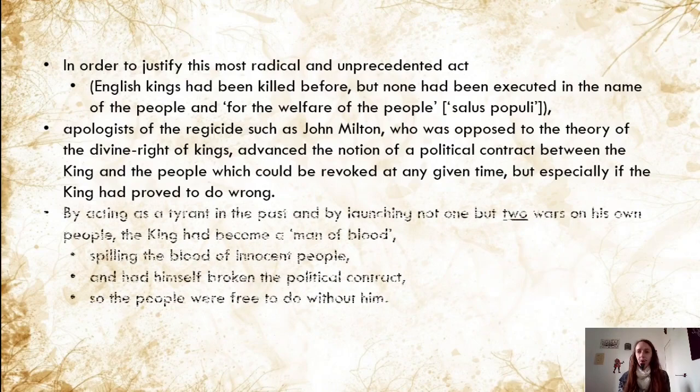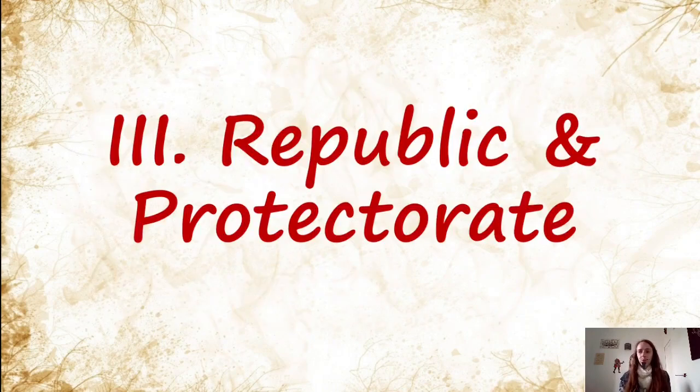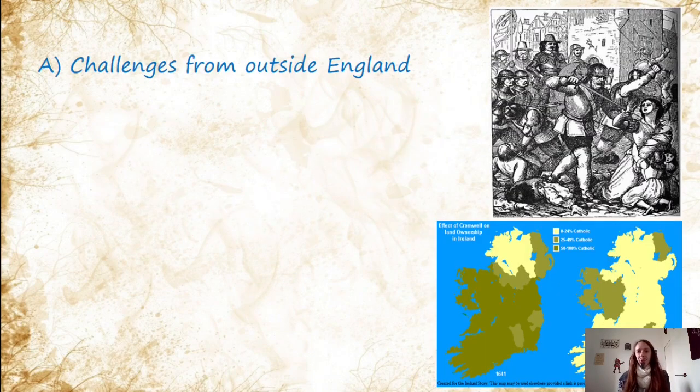By acting as a tyrant in the past and by launching not one but two wars on his own people, the king had become a so-called man of blood, spilling the blood of innocent people, and he had himself broken the political contract so that the people were free to do without him. This argument sought to prove that the king was not above the rule of law. This leads us to today's last point, the Republic and the Protectorate.